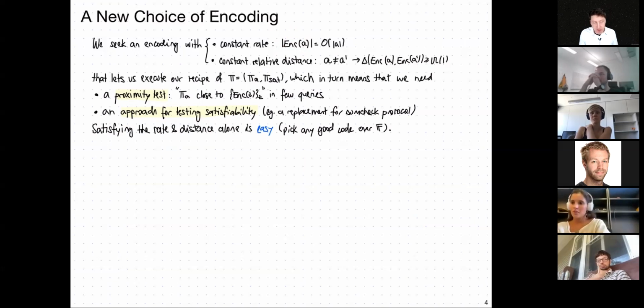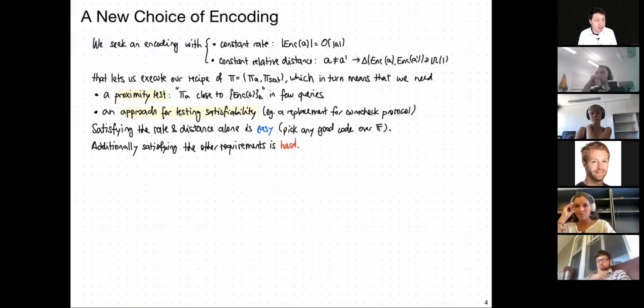If you're familiar with coding theory, any good code will satisfy this, but satisfying these other properties is hard. To this day, if we look at the total number of types of codes that are useful for constructing PCPs, it is actually not that many, because they need all these extra properties.